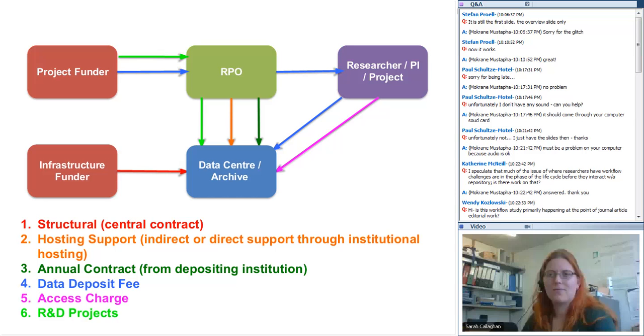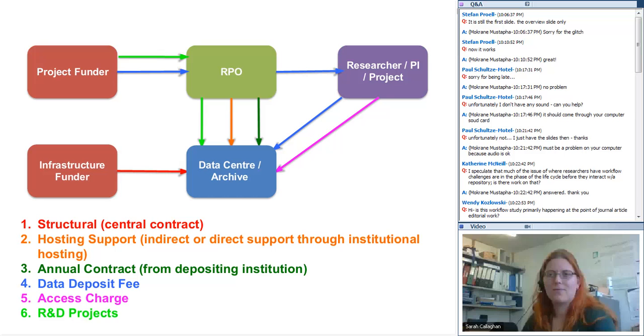In one model, that could come from a research funder, a project funder. It's received by the principal investigator or the research group in the research performing institution and is then passed on as a data deposit fee to the data center or archive, and perhaps even mediated as part of the open access article processing charge via a publisher. So that's a model which is already being used in part by the Archaeology Data Service in the UK and by the Dryad Data Repository. So that is important to look at.